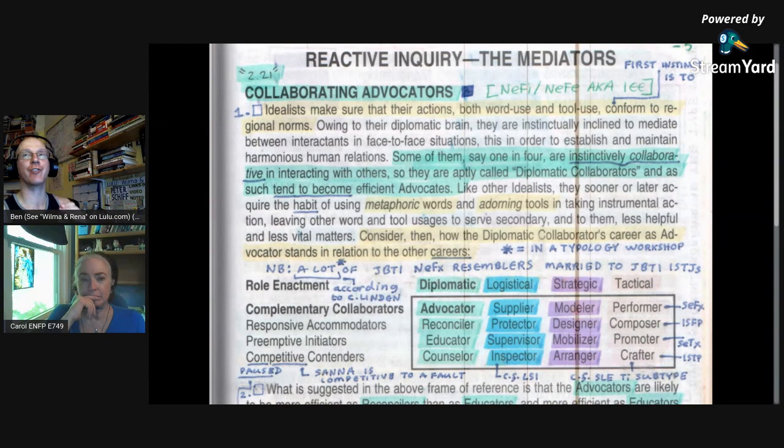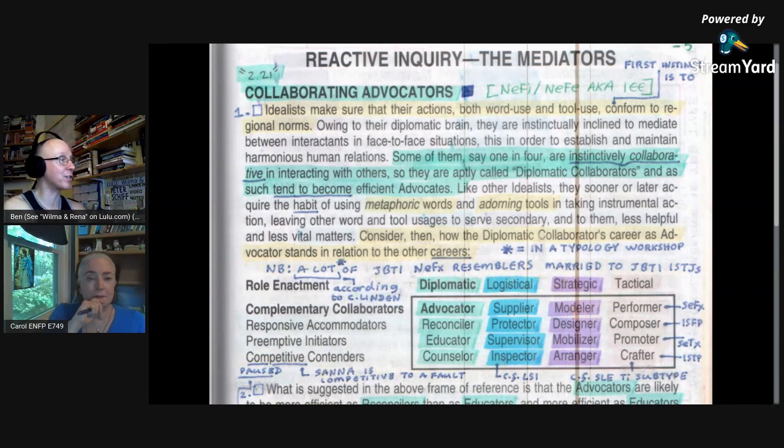Idealists make sure that their actions, both word use and tool use, conform to regional norms. Yeah, this is something that's a little bit tricky, because as you know, Carol, guardians and idealists are both cooperative. You're an example of this: you had your regional norms in the South, but you also had your idealist beliefs that sometimes got into conflict with that. So the way in which idealists are cooperative is different from the way guardians are cooperative.